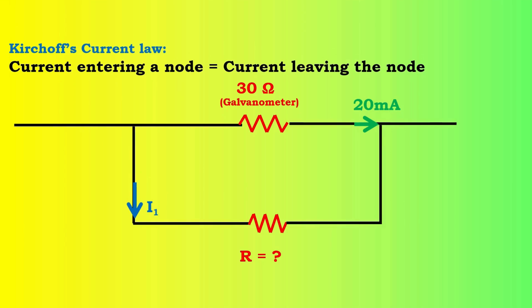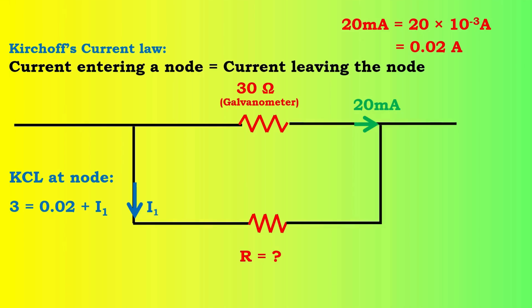Now convert 20 milliampere into ampere. 20 milliampere means 0.02 ampere. So, 3 ampere equals 0.02 ampere plus I1. Therefore, I1 equals 3 minus 0.02. That gives 2.98 ampere. This tells us something very important. Almost the entire current, 2.98 ampere, bypasses the galvanometer through the shunt branch. Only a tiny current of 0.02 ampere passes safely through the galvanometer.